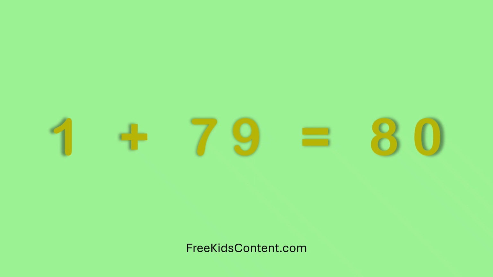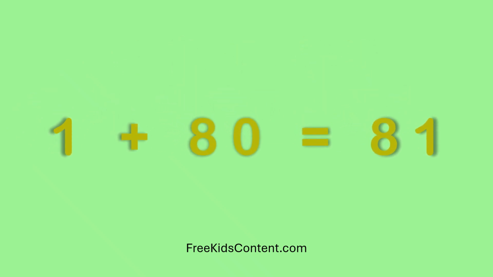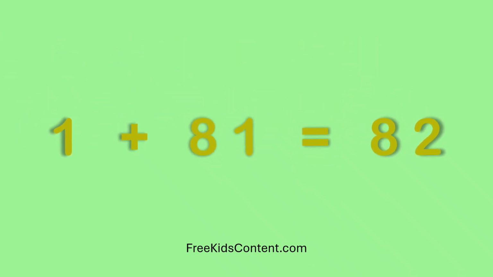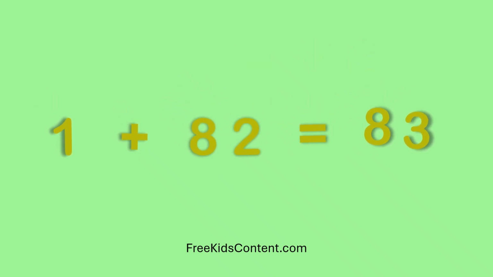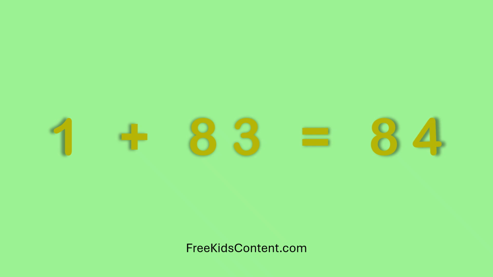1 plus 79 is equal to 80. 1 plus 80 is equal to 81. 1 plus 81 is equal to 82. 1 plus 82 is equal to 83. 1 plus 83 is equal to 84.